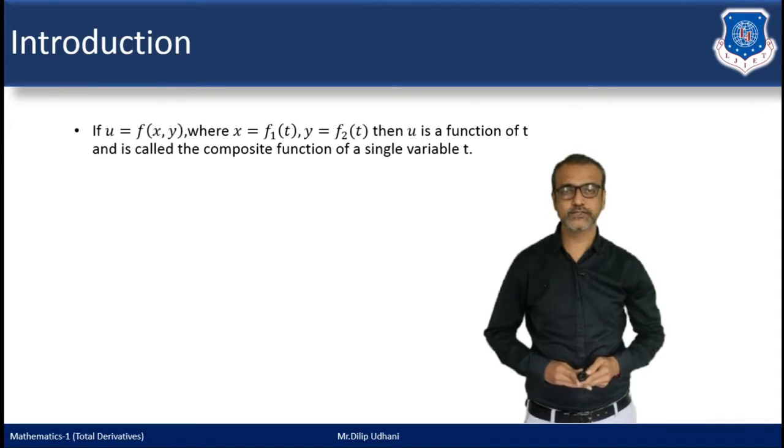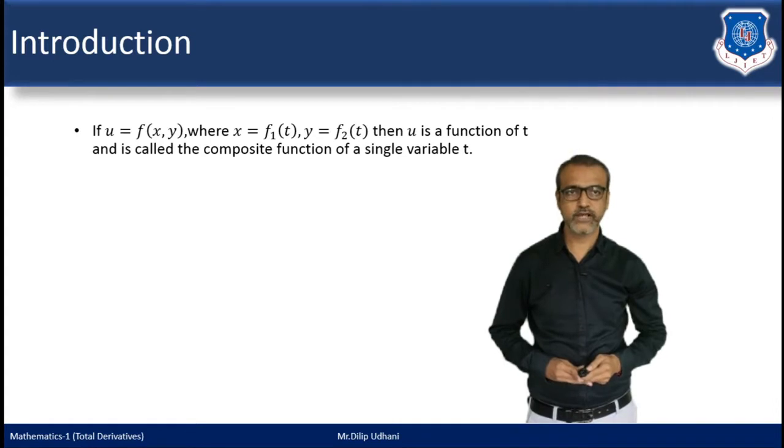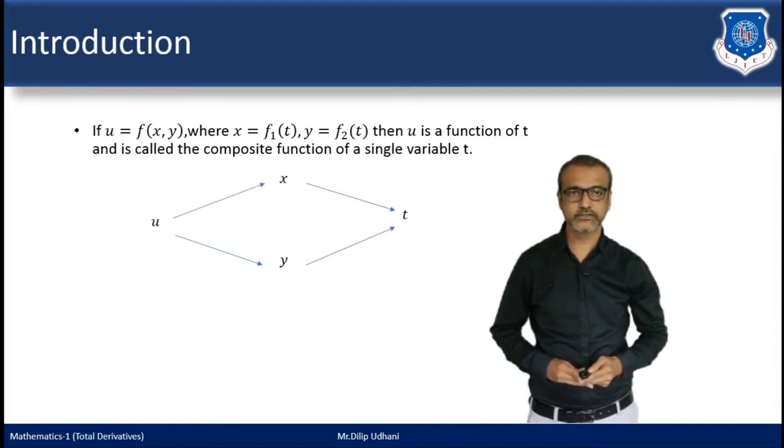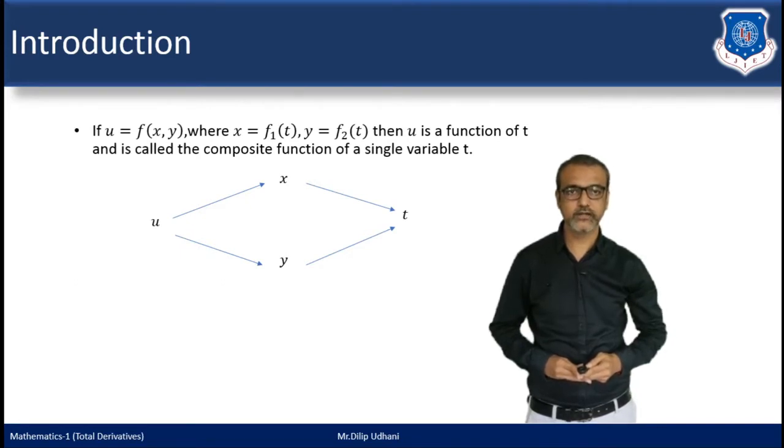If u equals a function of x, y, where x is a function of t and y is also a function of t, then u is a function of t and is called the composite function of a single variable t. In this diagram you can see that u is a function of x and y, and x and y are functions of the single variable t. So we can say that u is a composite function of single variable t. In this case, we will understand how to find the derivative of u with respect to t.